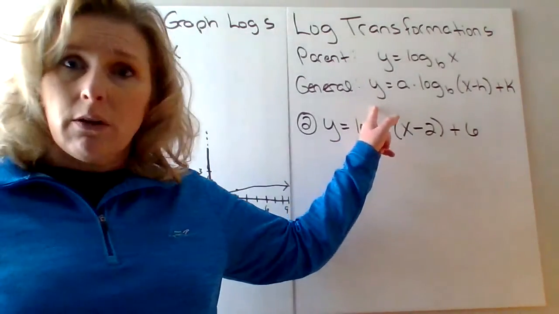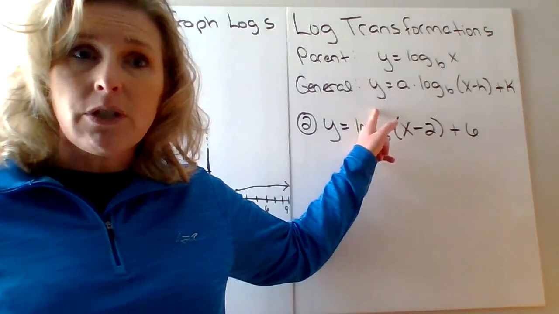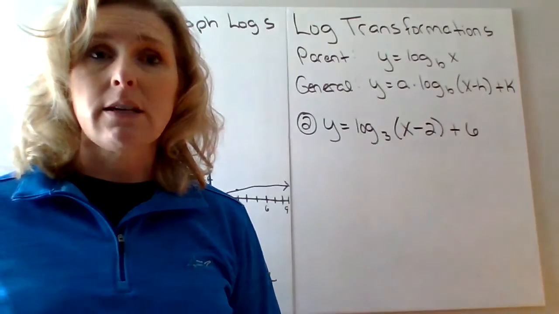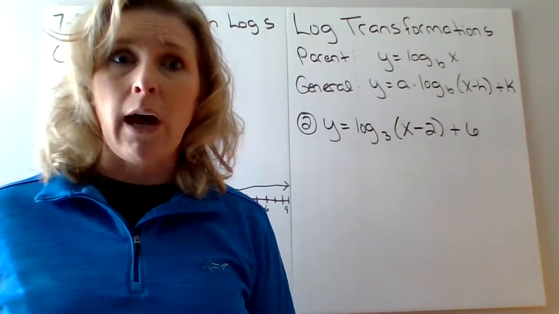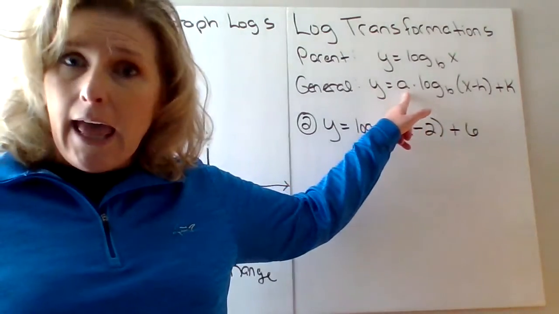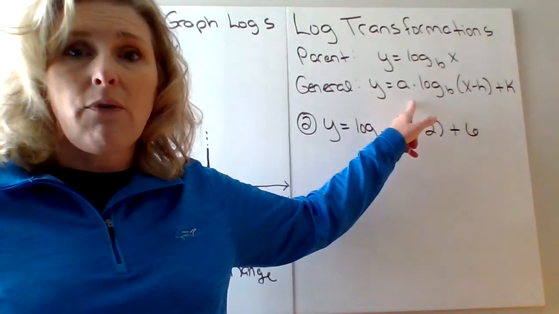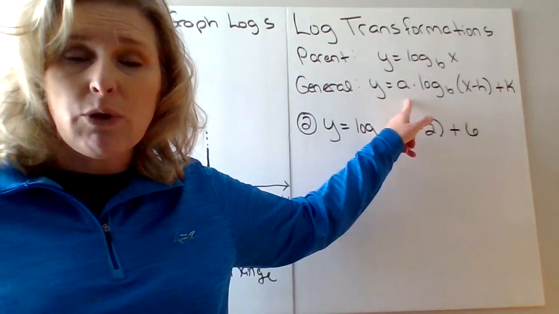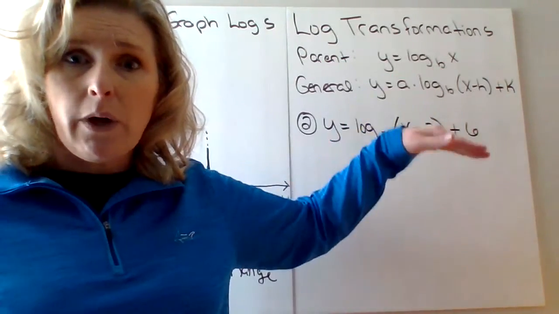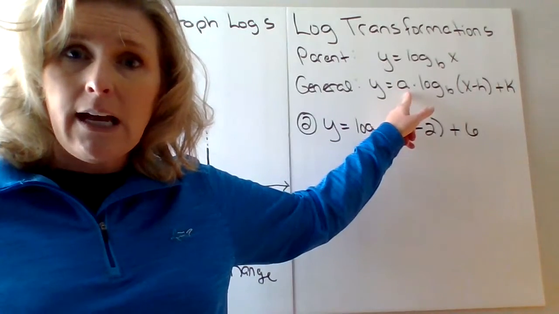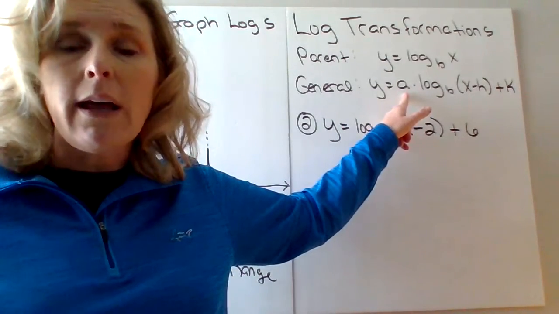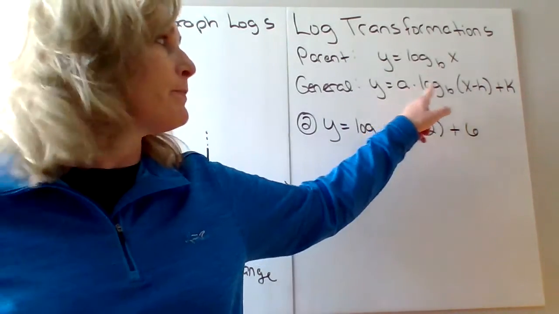The general form should look very similar to the other kinds of transformations that we've seen when we did parabolas and radicals. A does what it always does. If it's between 0 and 1, it's going to compress it. If it's negative, it's going to reflect it. If it's bigger than 1, it's going to stretch it.